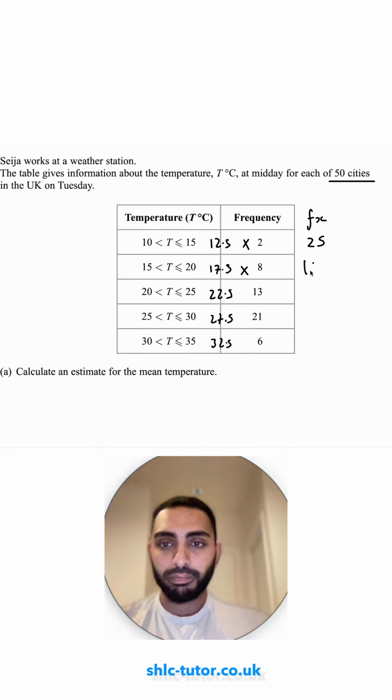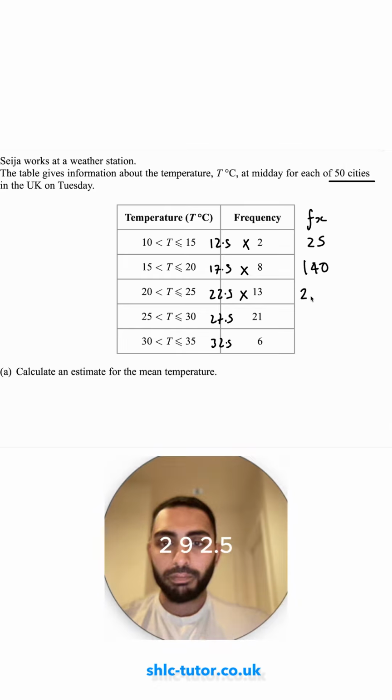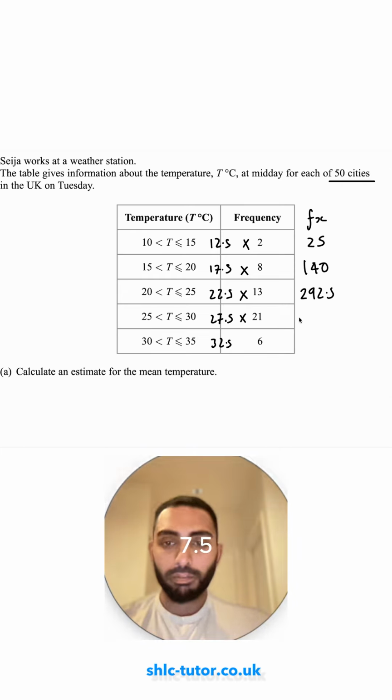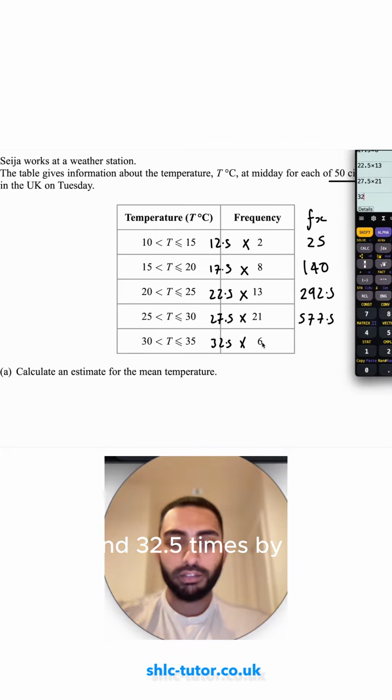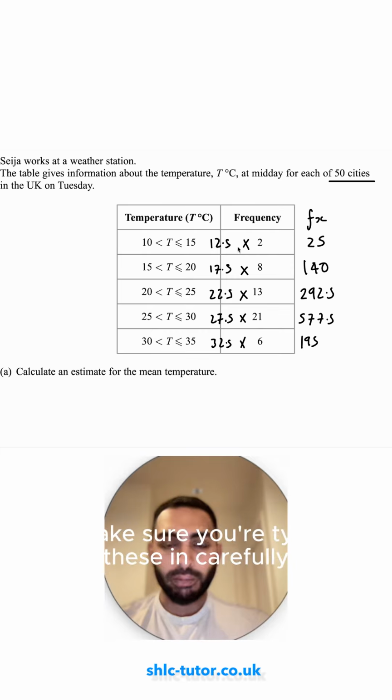140. 22.5 times by 13, 292.5. 27.5 times by 21, 577.5. And 32.5 times by 6, 195. So make sure you type in these in carefully. You don't want to make any small mistakes. You could just do it one more time just to check that you've got them all correct.